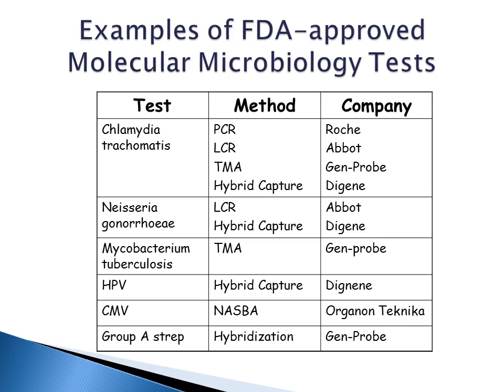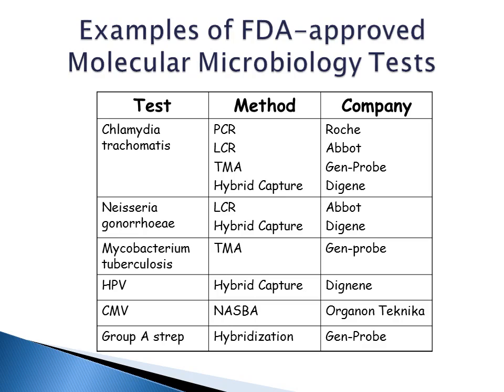Examples of FDA approved molecular microbiology tests. There are several different companies that have tests for Chlamydia trachomatis as well as Neisseria gonorrhoeae. GenProbe has an FDA approved test for Mycobacterium tuberculosis, and there are some companies that have tests for HPV, CMV, as well as Group A strep.